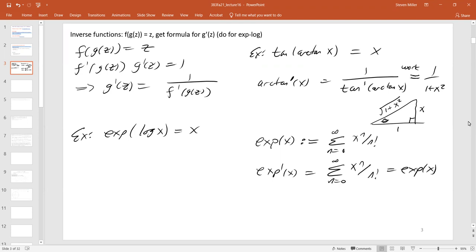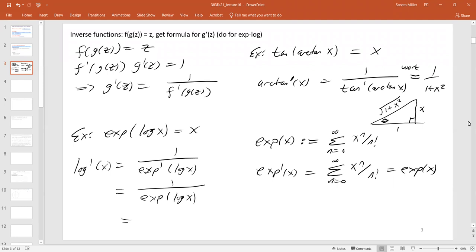And so we now get that the derivative of the logarithm is equal to one over the derivative of the exponential function evaluated at the log of x. But the derivative of the exponential function is just the exponential function evaluated at the log of x. That's just one over x. And here is the classic proof that the derivative of the logarithm is one over x.